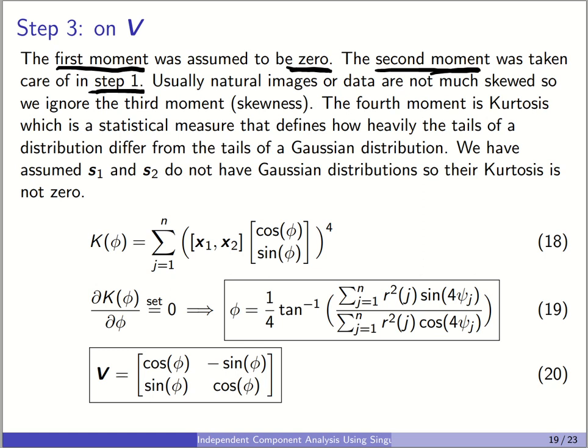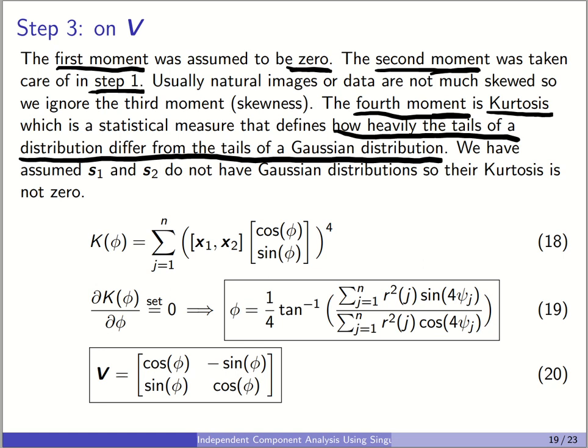The third moment is skewness. However, in natural images or natural data we are usually not dealing with skewed distributions. So we ignore that, but we take care of the fourth moment, which is more important in our application, and it is kurtosis. And what is kurtosis? I think you already know that in the course, but I review it. Kurtosis is a statistical measure which defines how heavily the tails of a distribution differ from the tails of a Gaussian distribution.